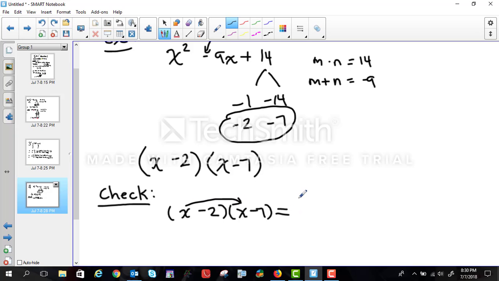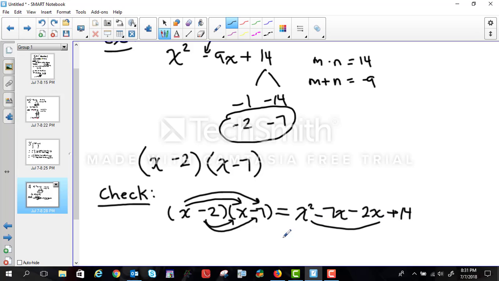So x times x is x squared, then x times minus 7 gives me minus 7x, then minus 2 times x gives me minus 2x, and finally minus 2 times minus 7, because it's a negative times a negative, gives me a positive 14. And if you look, these two terms are like terms, so we can add them together and we get x squared minus 9x plus 14, and we say, yep, we're right, because that's the same as what we started with.